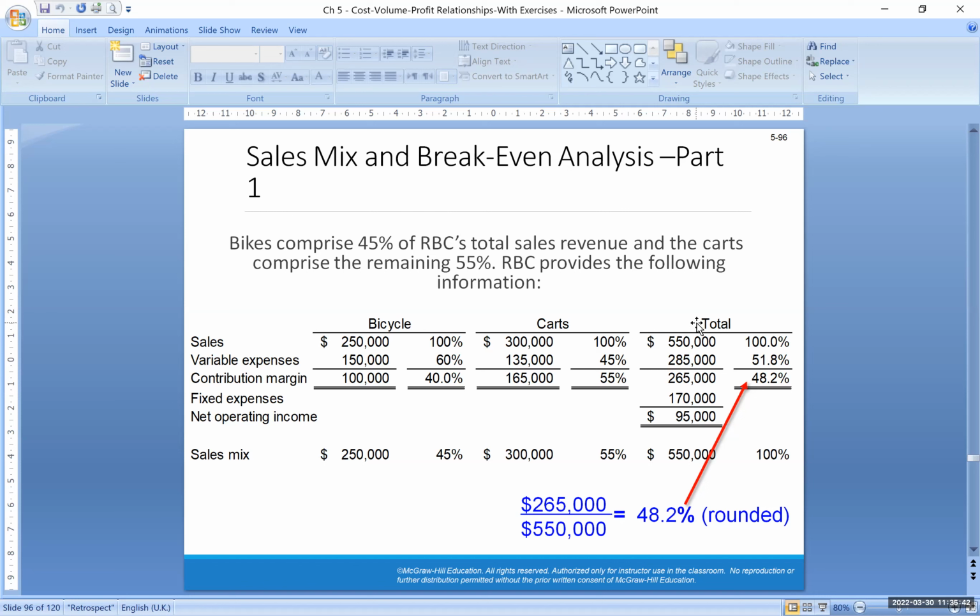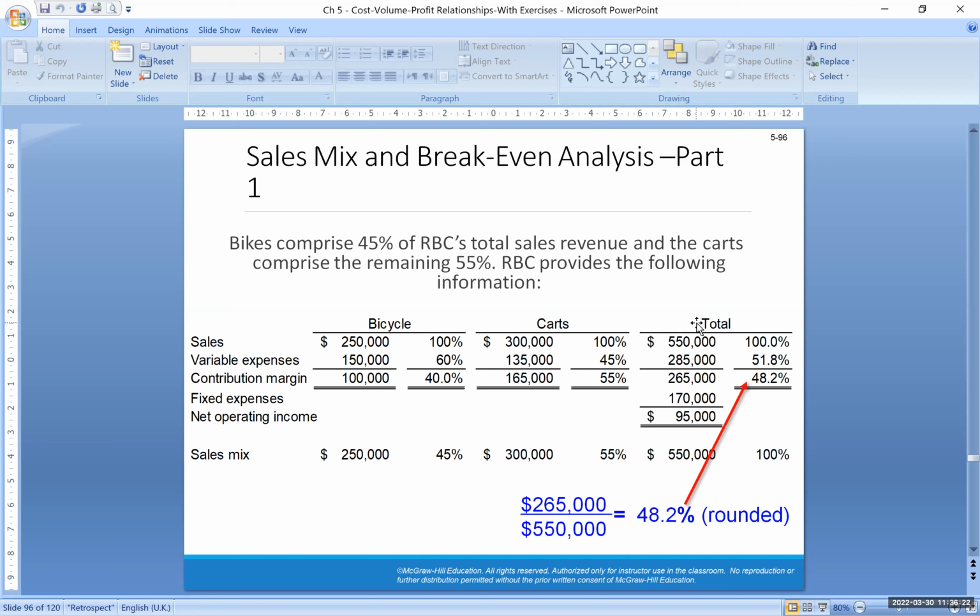Similarly, for the carts, 45% of the sales represents the variable expenses, which is simply 135,000 divided by 300,000. This equals 45%. So the variable costs as a percentage of the sales is 45%. Then the contribution margin percent for the carts will be 55%, the remaining up to 100.